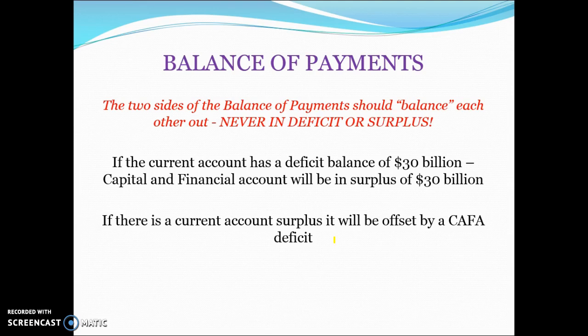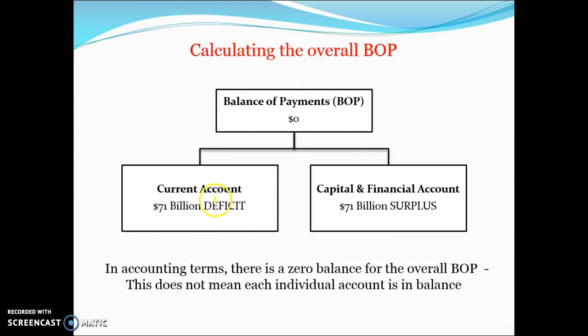So the balance of payments, it's called a balance of payments because it's always in balance. So whenever we have a deficit in one account, the current account for example, we have a surplus in the capital and financial account. Any deficit in the current account will be met with a surplus in the capital and financial account. If there's a current account surplus, which some countries do have, that will be offset by a capital and financial account deficit. So, as we said here, one's in deficit, the other one is in surplus by the same amount. There is a zero balance for the balance of payments overall.